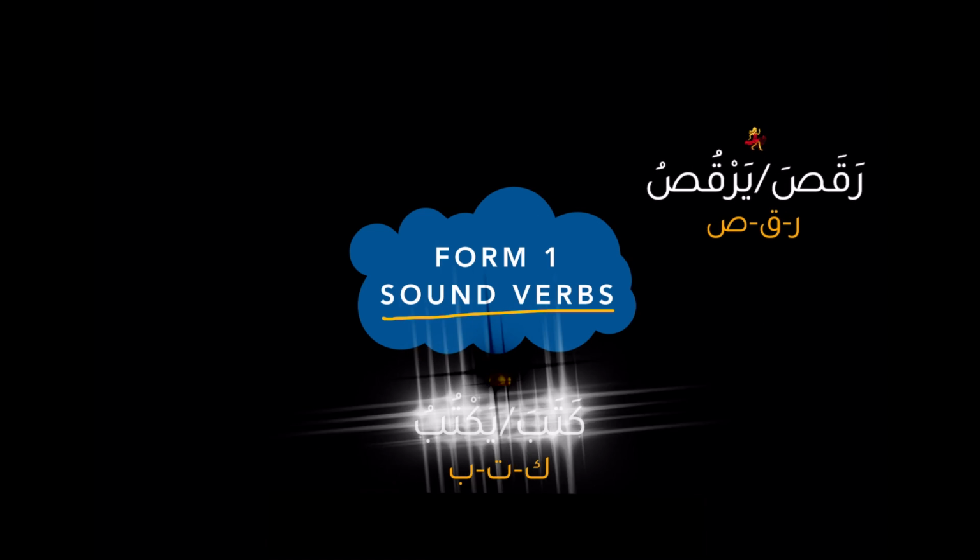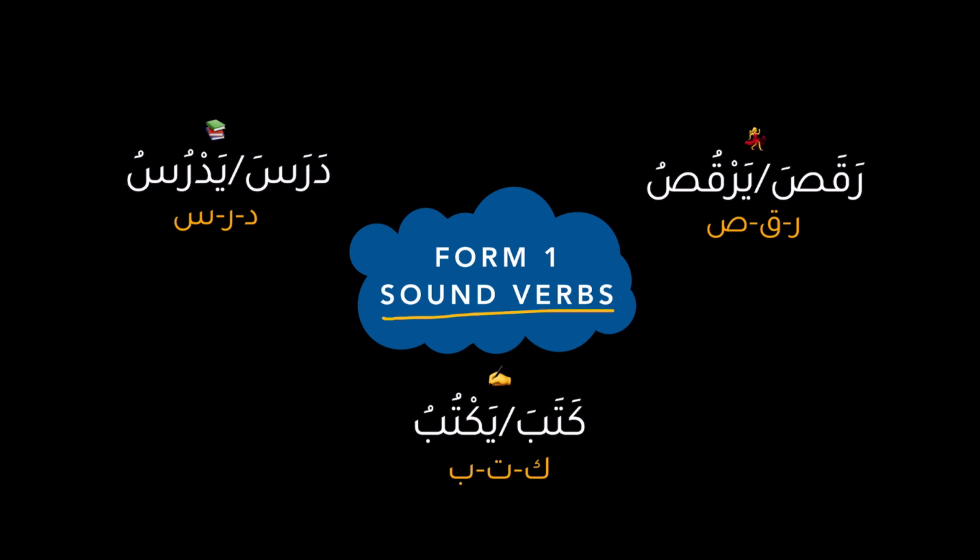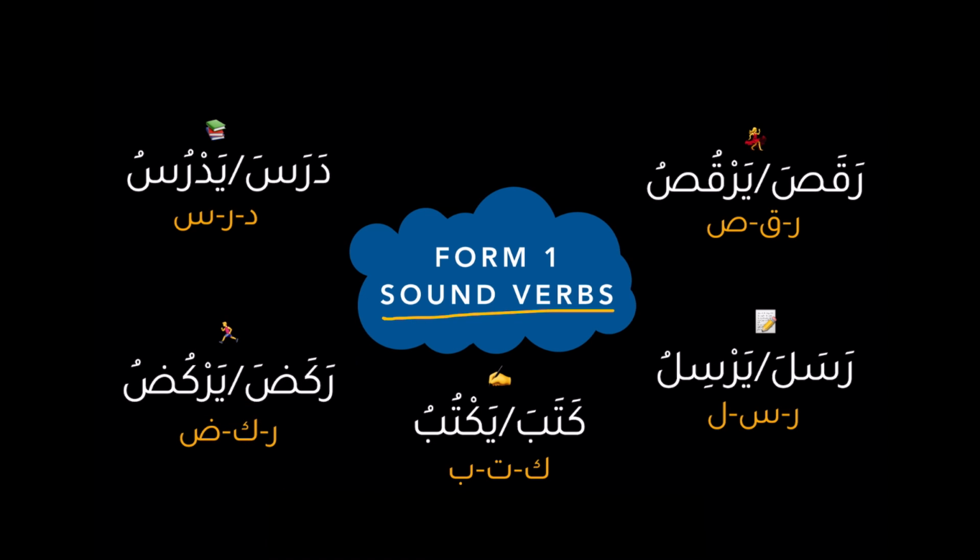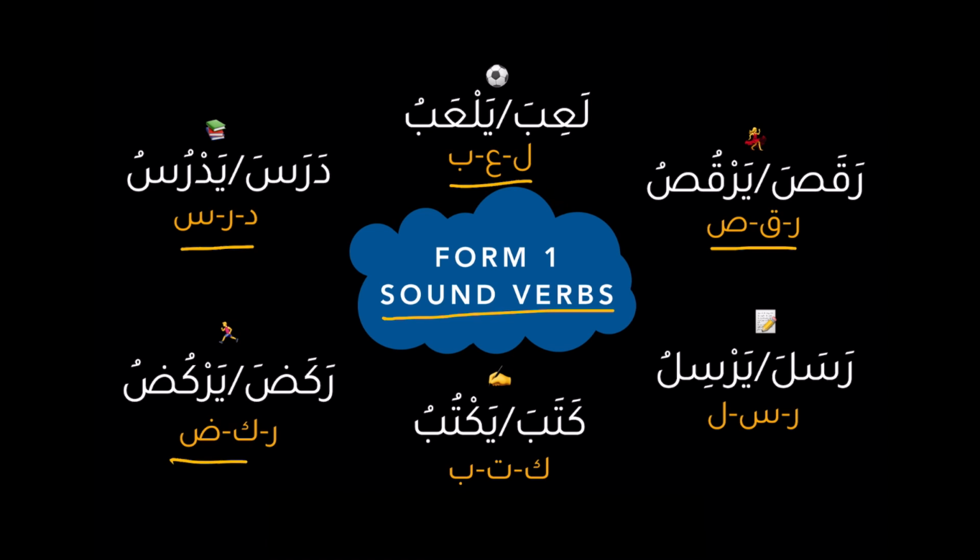Today we're going to cover Form 1 sound verbs. This category includes verbs like رقص يرقص, كتب يكتب, درس يدرس, رسل يرسل, رقد يرقد, and لعب يلعب. Notice that none of these verbs have a waw or ya in the root. That's what makes them sound, or what we call in Arabic, الفعل الصحيح. In order to keep this lesson short, we're only going to focus on present tense conjugations for today.